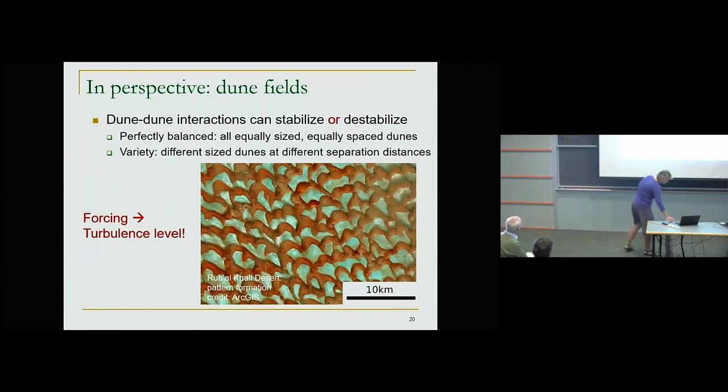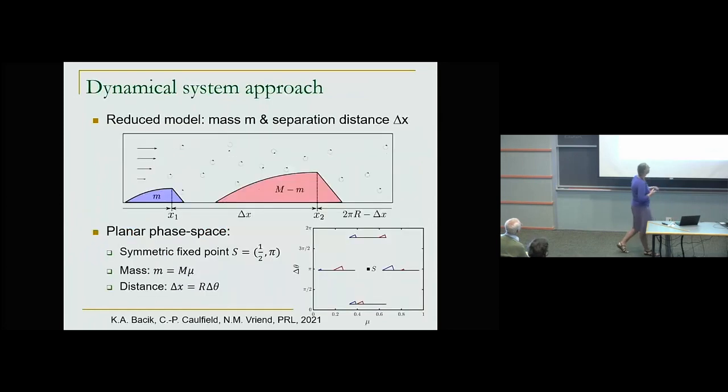So we did that, and we first looked at it from a very mathematical point of view. We simplified the system into a dynamical system with just 2 parameters. The first parameter is the mass ratio between 2 dunes, and the second parameter is the separation distance. And we can change those 2 parameters independently. If we're at point S, here in the middle, the dunes are the same size and the same separation, 180 degrees apart.